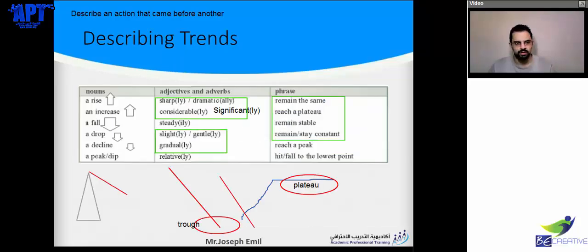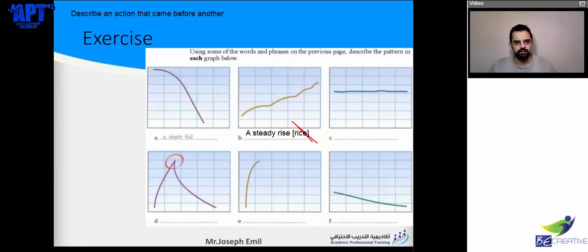Or if we are going to find a noun, remain the same, which, okay. So remain stable. Okay. Or a stability. Istiqrar. What about this one? It reaches a peak, okay, or just peaks. It peaks at something.